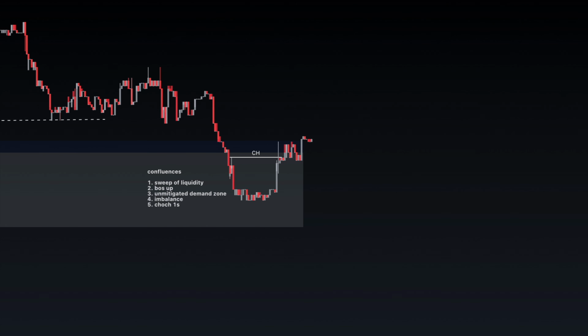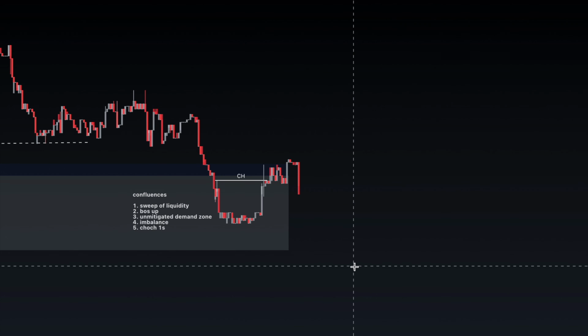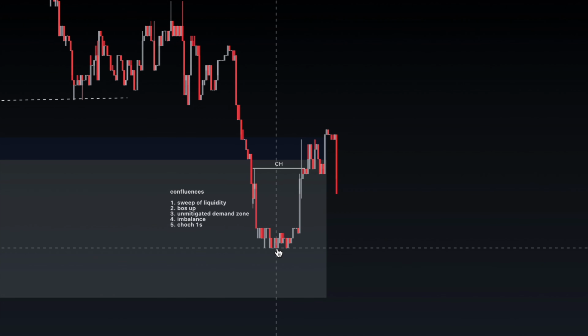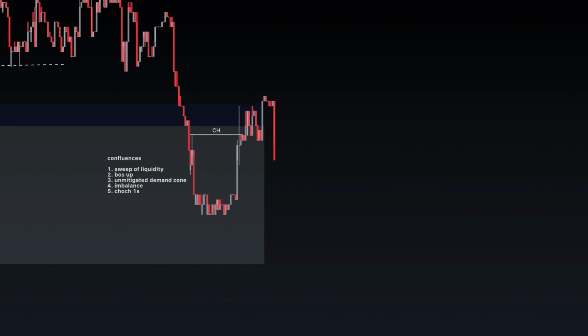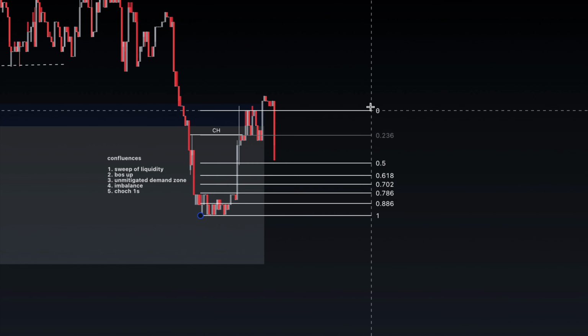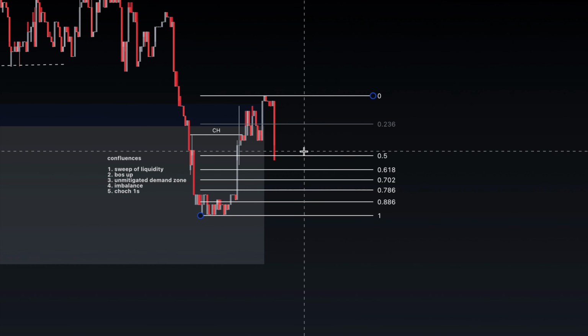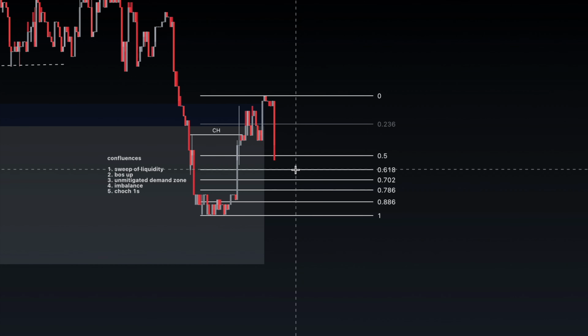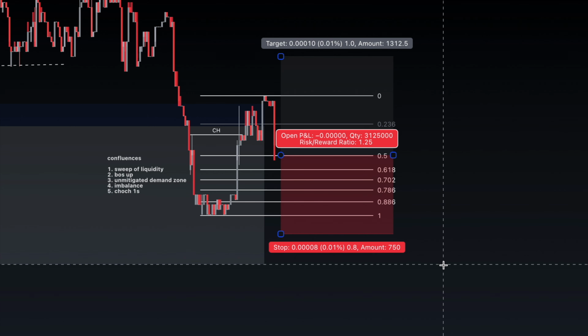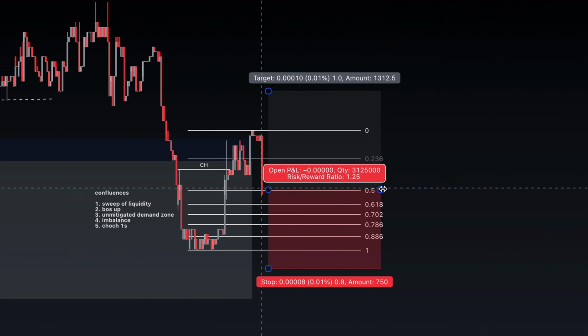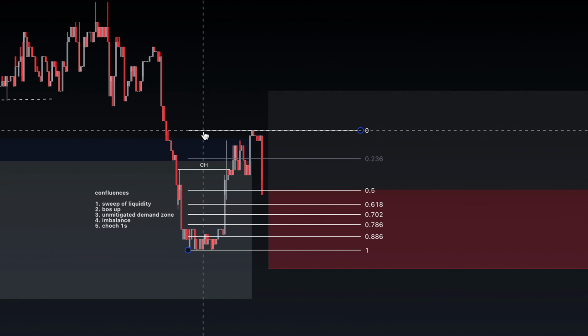From now, we want to see a pullback to the 50% of the Fibonacci, from this low to this high, because you can see we broke down here. So we want to see a pullback on the seconds. Let's draw our fibs. As you can see, this is our 0.5 level. So this is where we take our longs. Stop loss a few pips below the low. So this would be our entry.